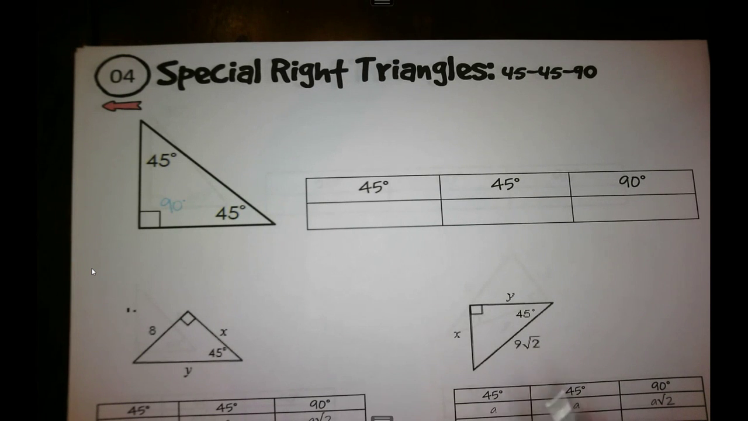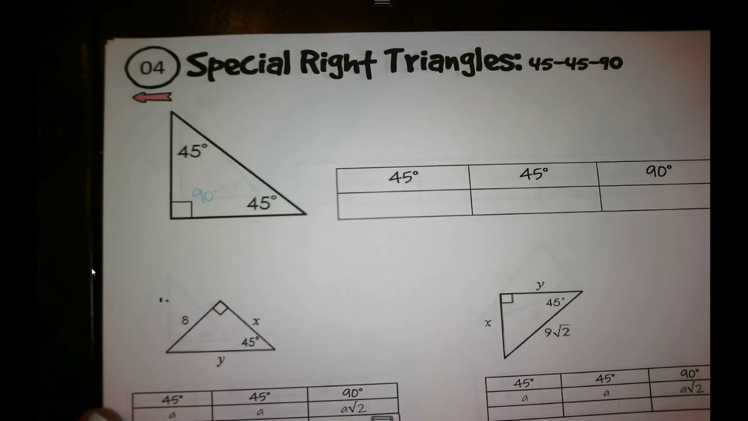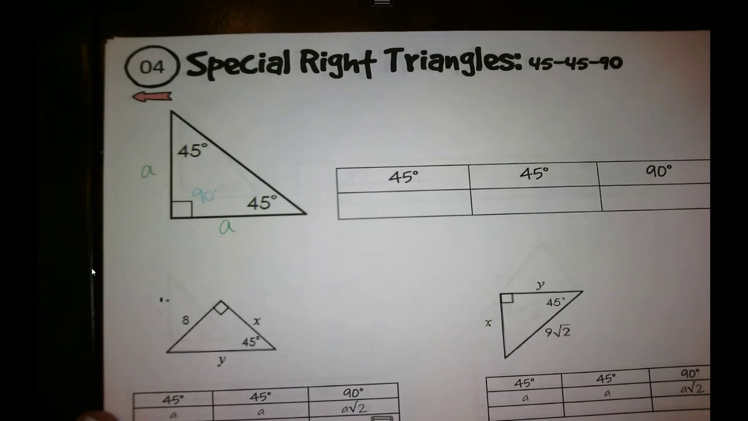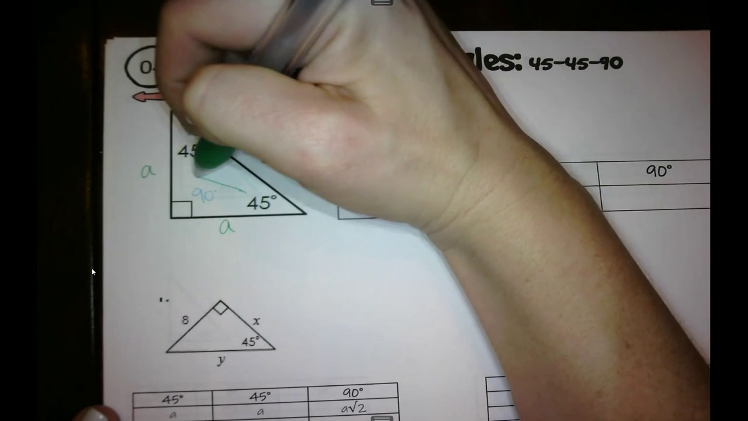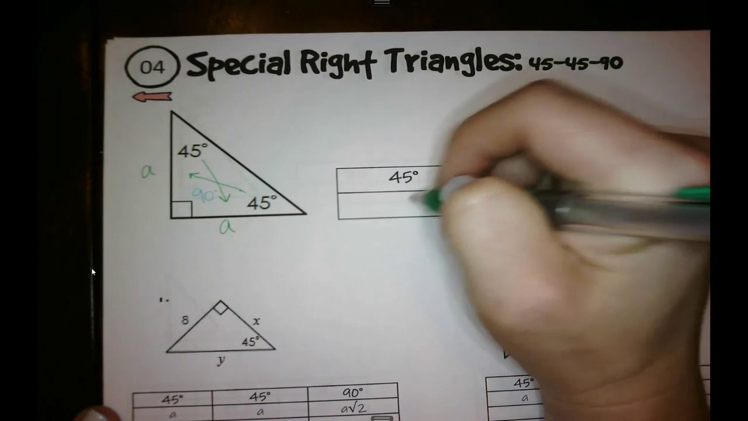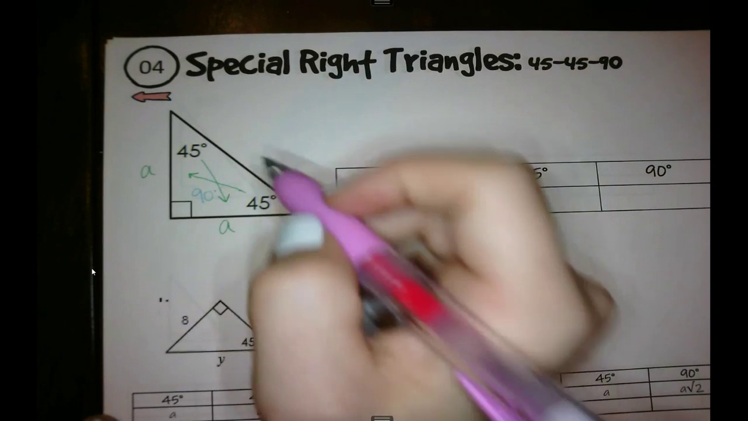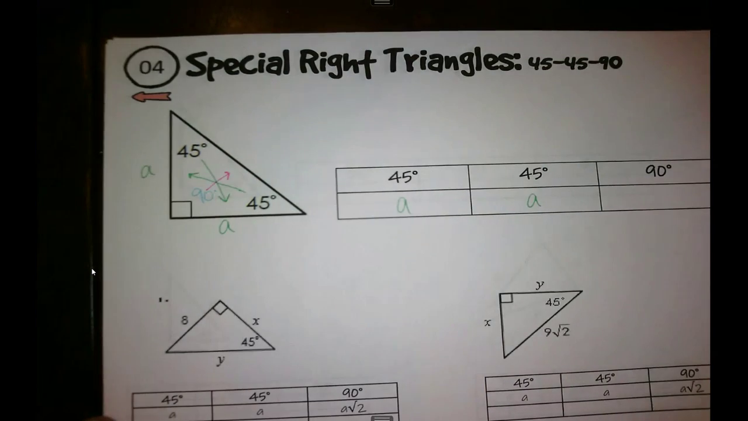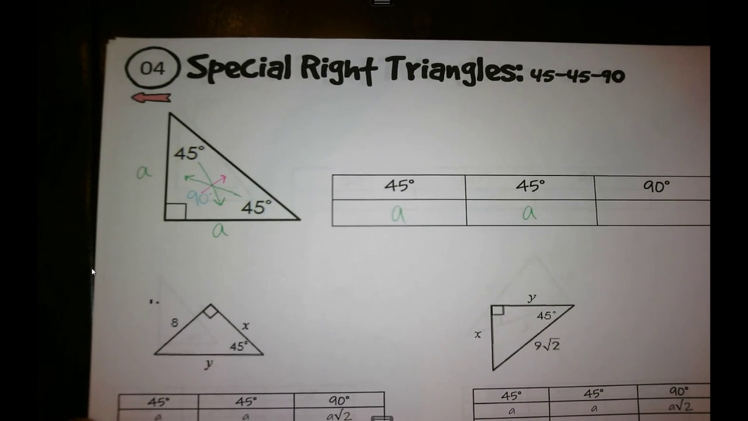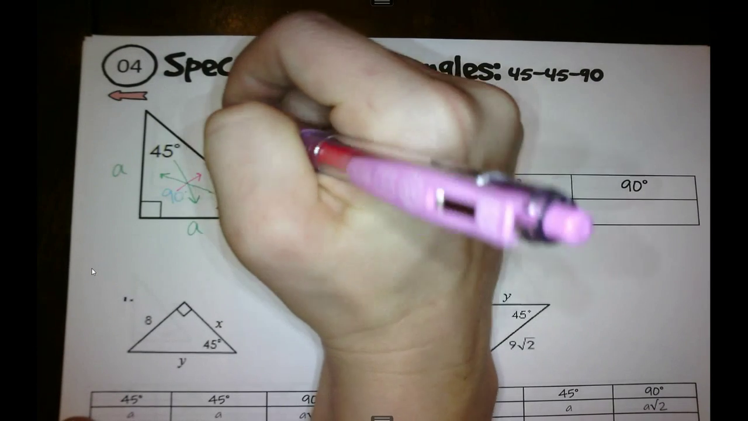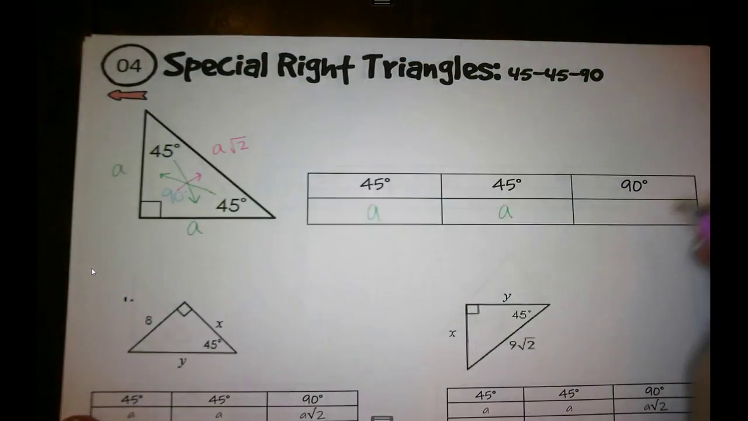So we're going to label the legs of the triangle as A's. The legs are the ones that are across from the 45 degrees, so A's. And then the side that is across from the 90 degree angle, our hypotenuse, is A square root of 2.